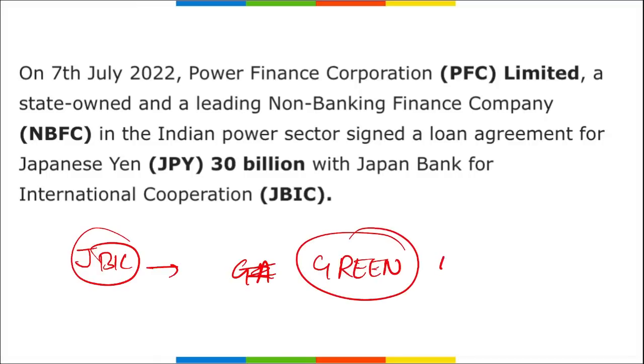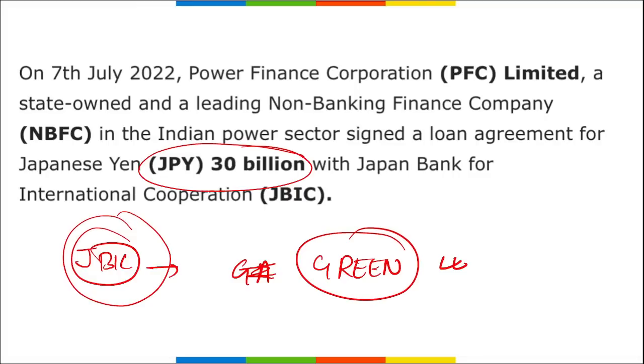I repeat, GREEN: Action for Reconciling Economic Growth and Environmental Preservation. JBIC also provides financing for projects that effectively reduce greenhouse gas emissions and work toward the conservation of the global environment. So remember how much loan was provided by JBIC? A 330 billion Japanese yen loan was provided by the Japan Bank for International Cooperation.